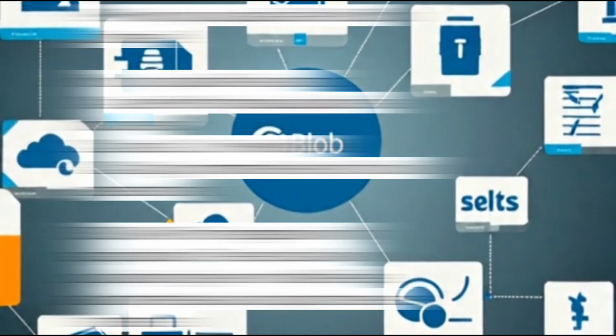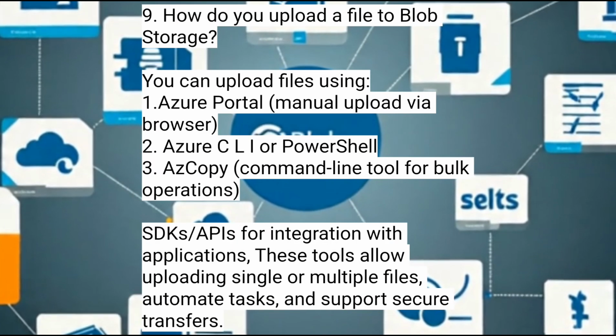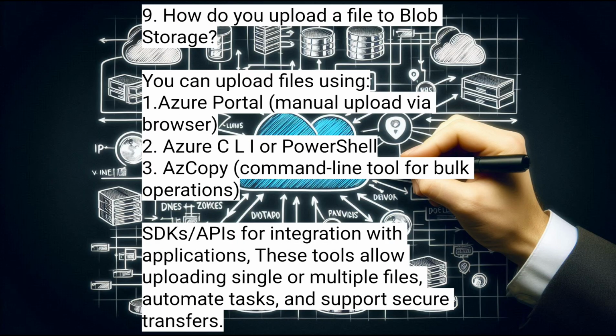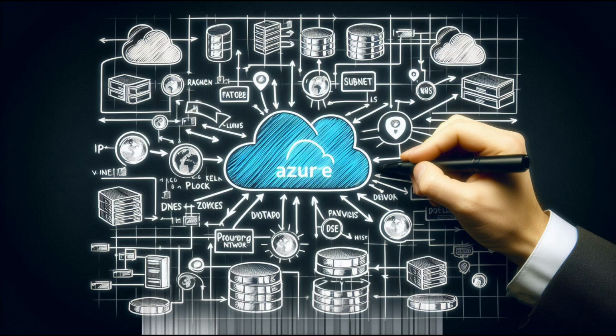9. How do you upload a file to Blob Storage? Answer. You can upload files using Azure Portal, manual upload via browser, Azure CLI or PowerShell, AzCopy, command line tool for bulk operations, SDKs and APIs for integration with applications. These tools allow uploading single or multiple files, automate tasks, and support secure transfers.